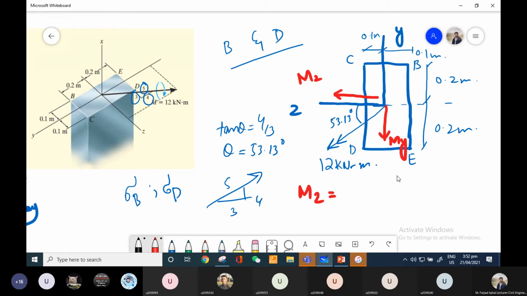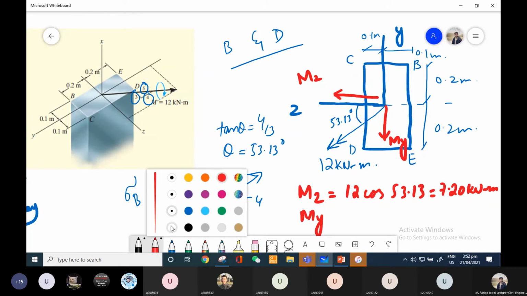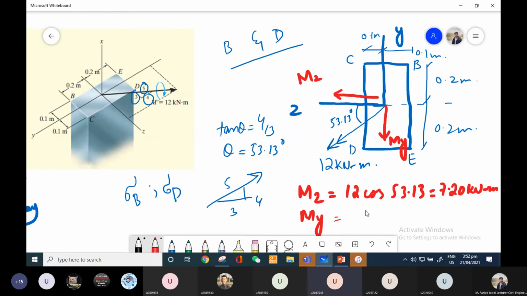Sir, 7.2. So Mz, if I calculate, will be 12 cos of 53.13, and yes, the answer will be 7.20 kilonewton meter. And what about My? Anyone? Quickly. 9.6, sir. Same way, that will be 12 sine of 53.13, and it will give me My as minus 9.6, or I can just keep it positive for now. So this will be my My.